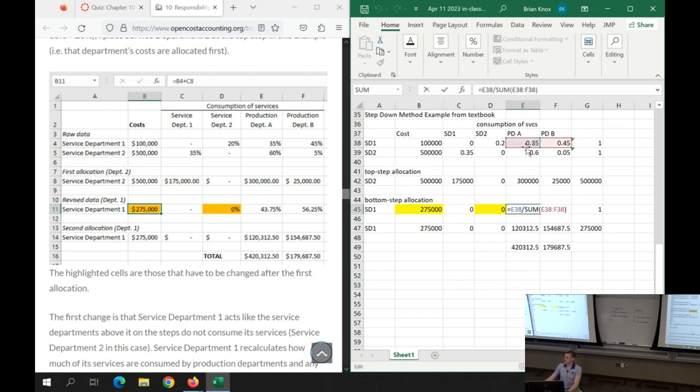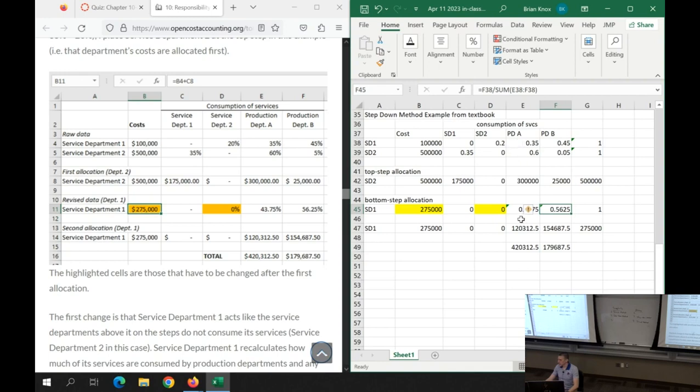Dylan, you want to show the next one? Yes, I took production department A out of the total that counts, which is at this point just the two production departments because it's the bottom step, just like in the direct method. Does that work? Okay. And the same thing over here, just a different numerator.